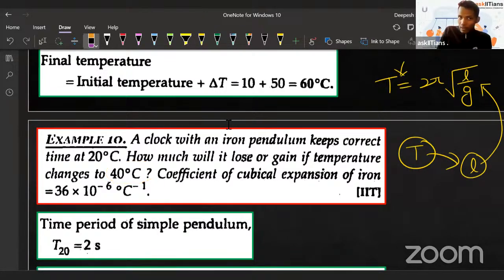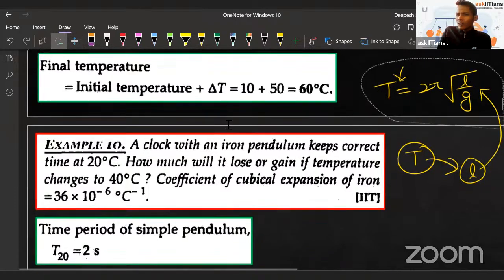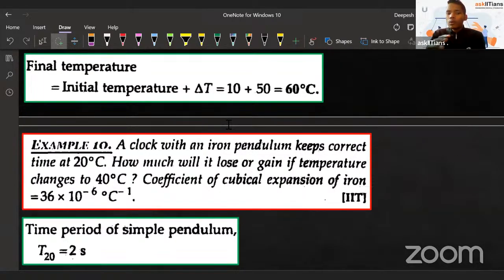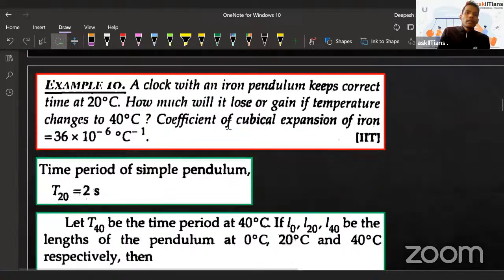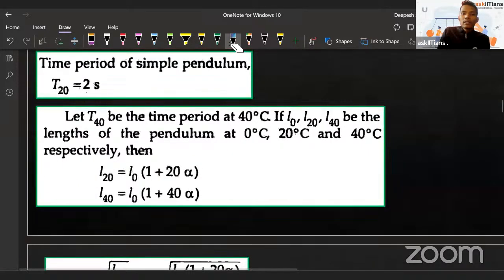So we need to do something in such a way that we are able to find out how much variation in time is there. When the temperature is 20 degrees Celsius, then the time period is 2 seconds. When the temperature is 40 degrees Celsius, then we have to see the time period. So clearly I can apply this, that if at 0 degrees Celsius this is the length, then at 20 degrees Celsius this will be 1 plus 20 alpha. And similarly, at 40, it will be 1 plus 40 alpha.